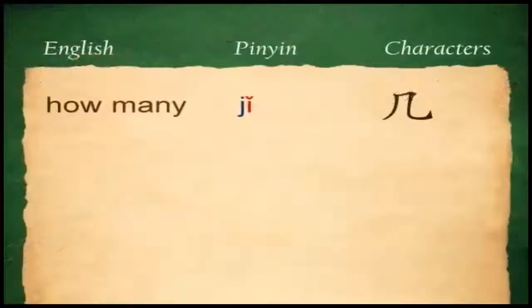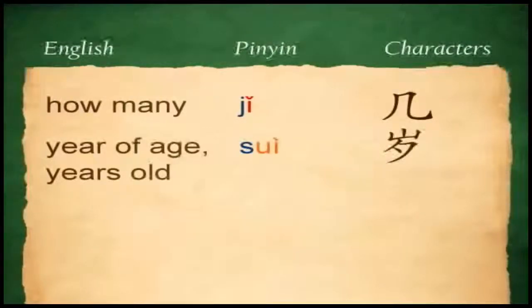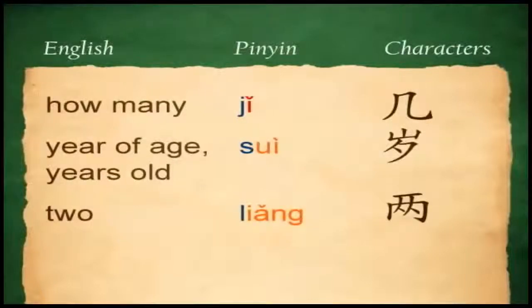Let's go over today's vocabulary. Our new words in this lesson are 几, meaning how many. Repeat 几 after me. 几. 岁, meaning year of age. Repeat 岁 after me. 岁. 两, meaning two. Say 两 with me. 两. 两 is used when you are specifying items or counting things.